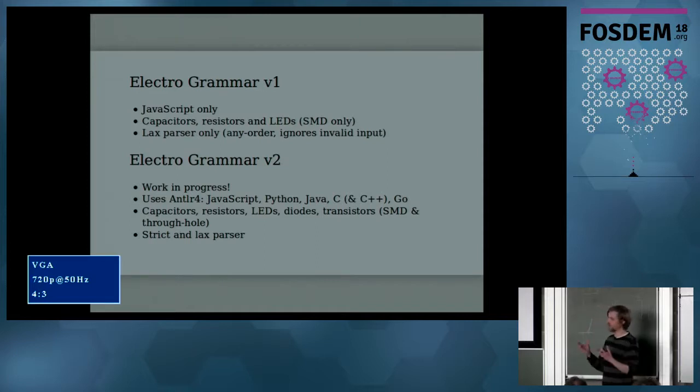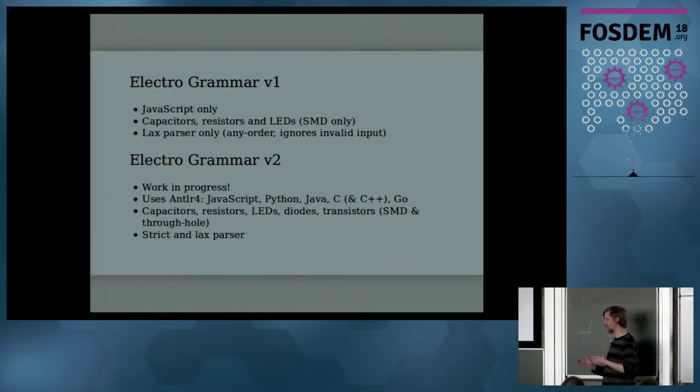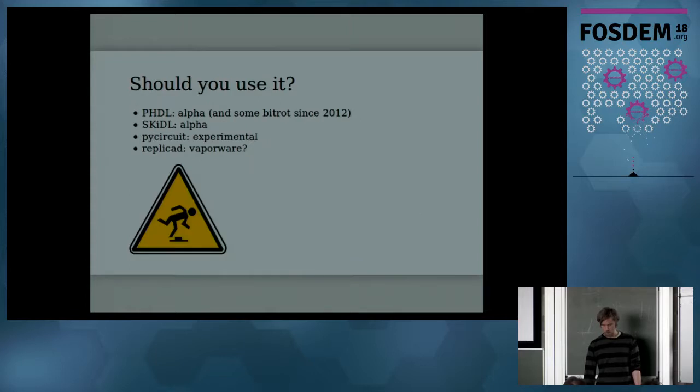And we were doing a strict parser so that there'd be a version where you really have to put things, you have to say 1 microfarad and then 10% tolerance on 1 microfarad. And they really have to be in order. So should you use any of this? Well, it's all a bit alpha and experimental. So I think if you're interested in the subject, definitely look at these projects and try and contribute and try to get them into a better state.